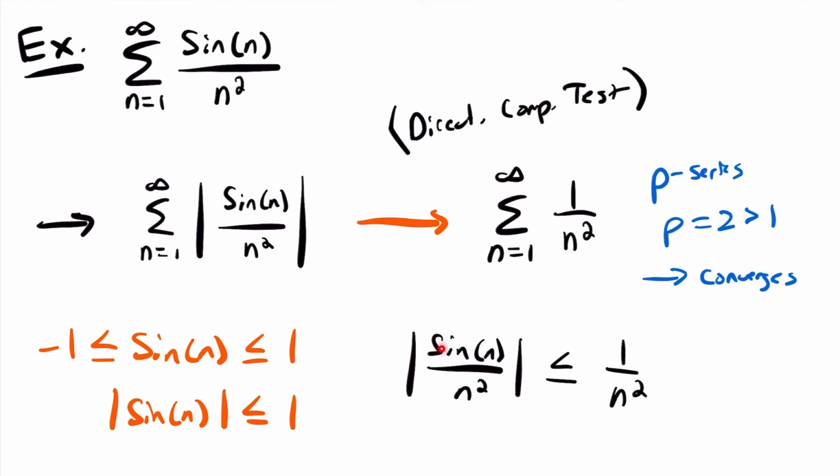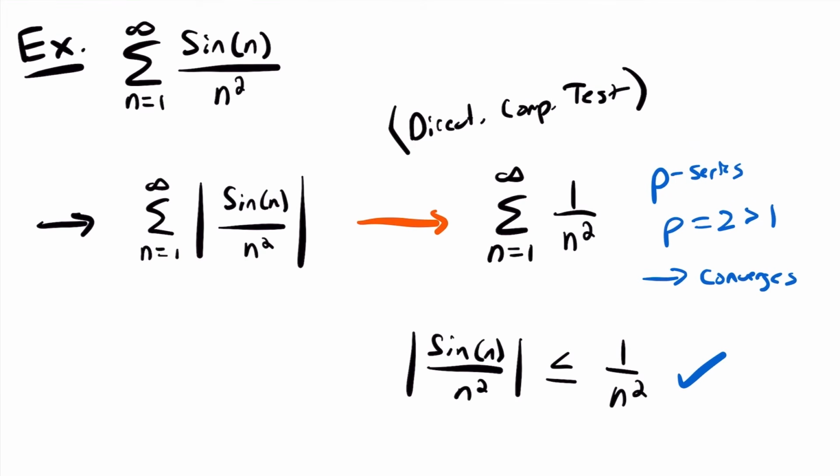The absolute value of sine of n is less than or equal to 1, which means that this statement is true. This expression will be less than or equal to this expression. All right, and so now we have shown that our comparison series, which converges, is greater than the series we are comparing it to, which means that that series also converges. And so what I can say is that this series also converges, and that is because of the direct comparison test.